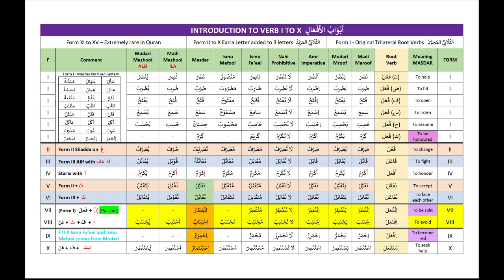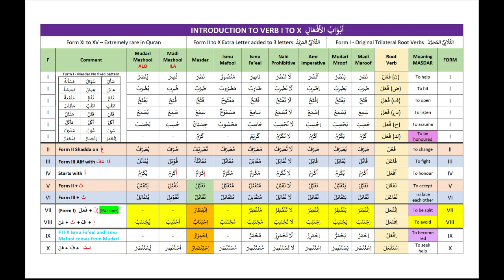Next is form 6, taqabala. Taqabala yataqabalu, taqabal la taqabal. Mutaqabilun mutaqabalun, taqabulun tuqubila yutaqabalu. Form 8, infatara. Infatara yanfatiru, infatir, la tanfatir. Munfatirun, there is no maful for it and no madi majhul or mudari majhul. And the masdar is infitarun.